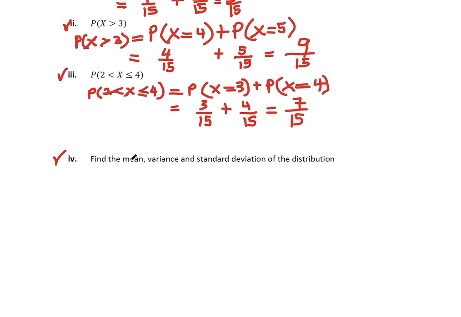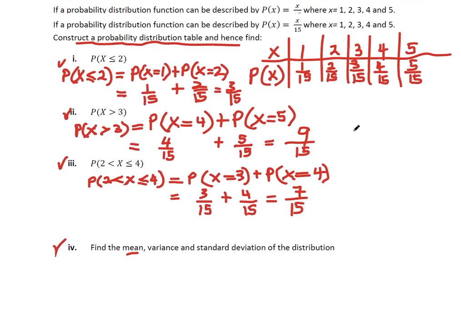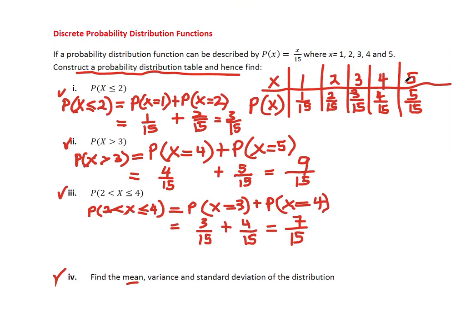Now we're asked to find the mean, variance, and standard deviation of this distribution. So we're going to work from the probability distribution table that we derived from the information given to us. So we're going to find the mean. What is the mean or average value of x using this discrete probability distribution function?